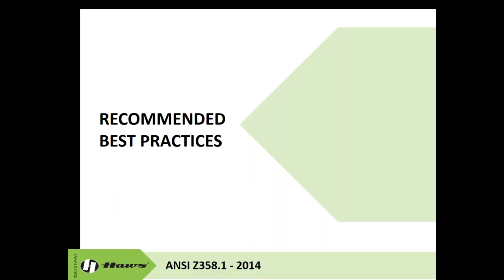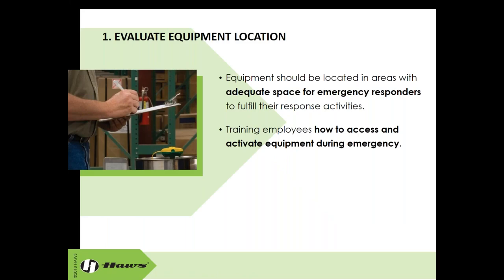Now, just for some recommended best practices, we've seen so many things here at Haas, and being one of the largest distributors of emergency equipment in the world, we want to make sure that we pass these on to you. So first, make sure you evaluate the equipment location. The equipment should be located in areas with adequate space for emergency responders to fulfill their response activities. Emergency responders, if they need to work on you immediately, right out of the emergency equipment, are going to need room to work or put you on a stretcher, a gurney, et cetera. So we need to make sure we have room for them to respond to the emergency.